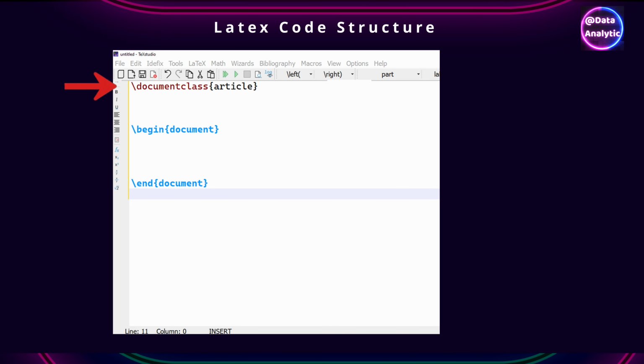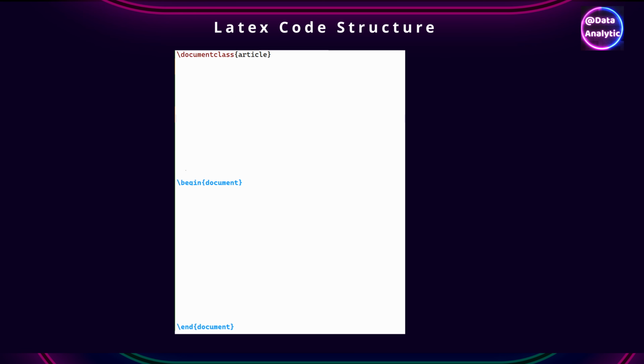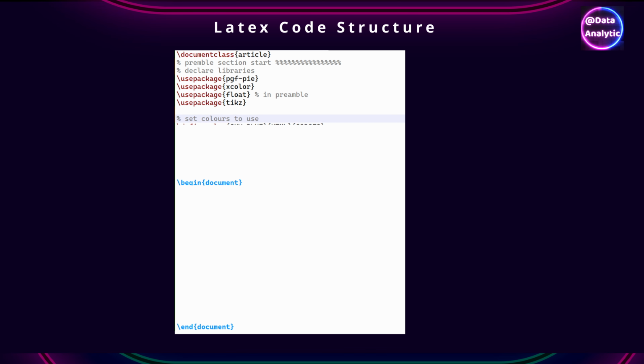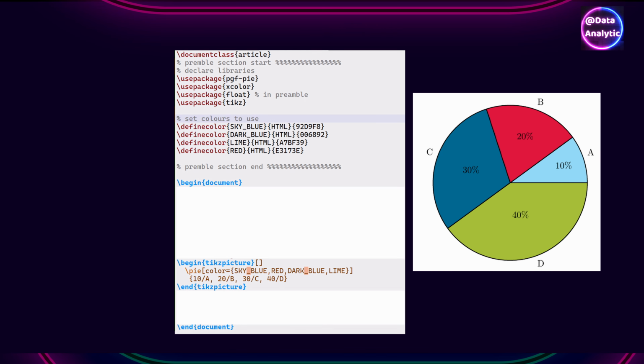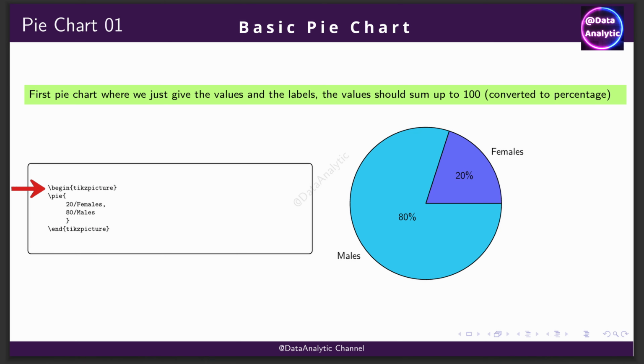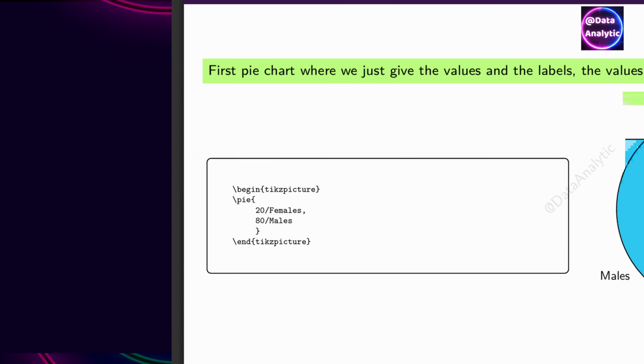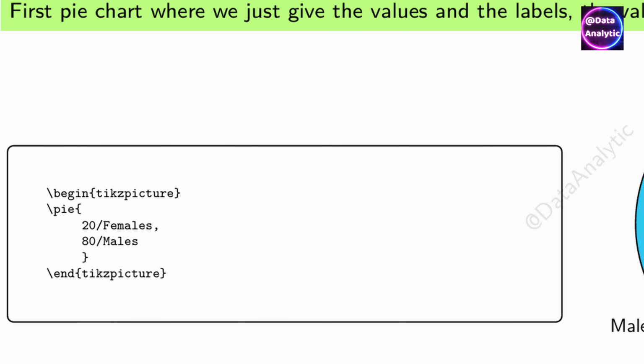So this is the basic structure of a LaTeX document. It's a document class article, then there's a begin and end document. This is our preamble section, where I'm declaring these libraries or defining the colors, and here is the code which goes in the document. Let's get started one by one and see how we can do various charts.